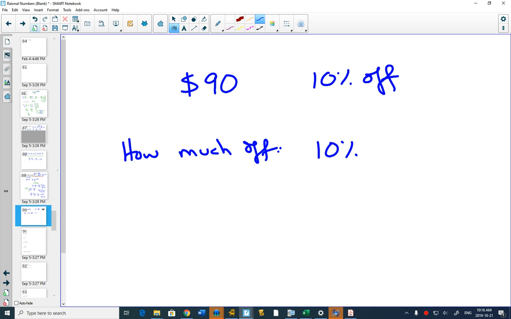10% of 90. This is English. We have to figure out 10% of 90. If we're figuring out 10% of 90, what does the "of" mean mathematically? We're going to multiply. What is 10%? We changed percentages to decimals before. 10% is 0.10. What is 0.1 as a fraction?